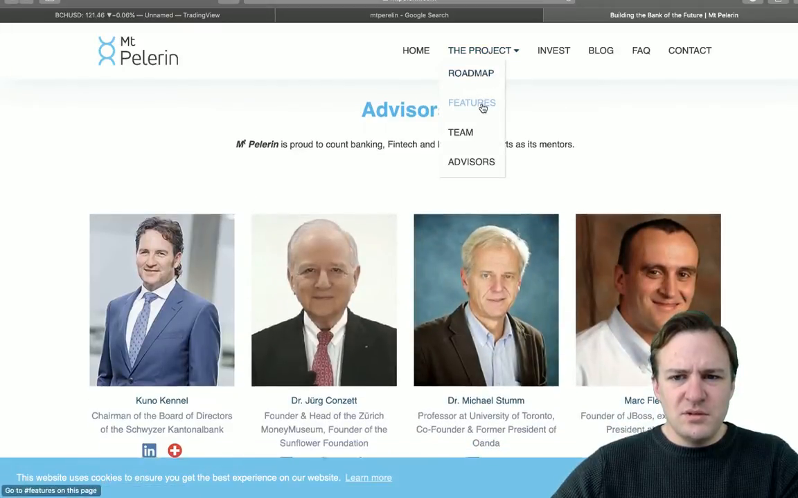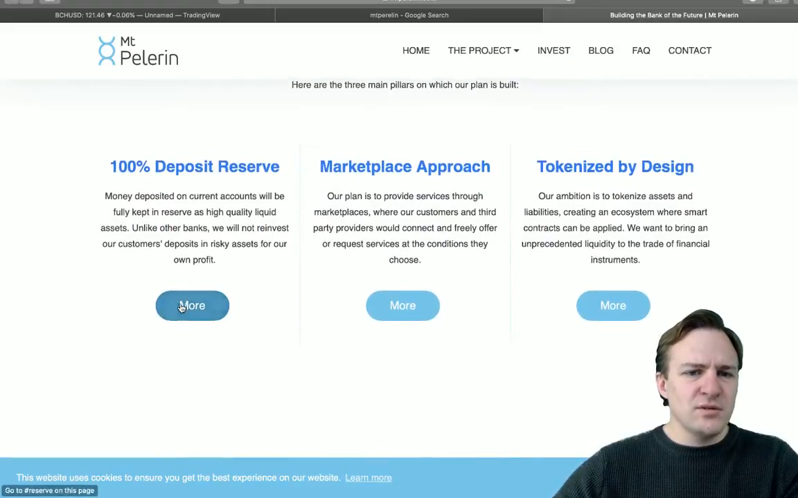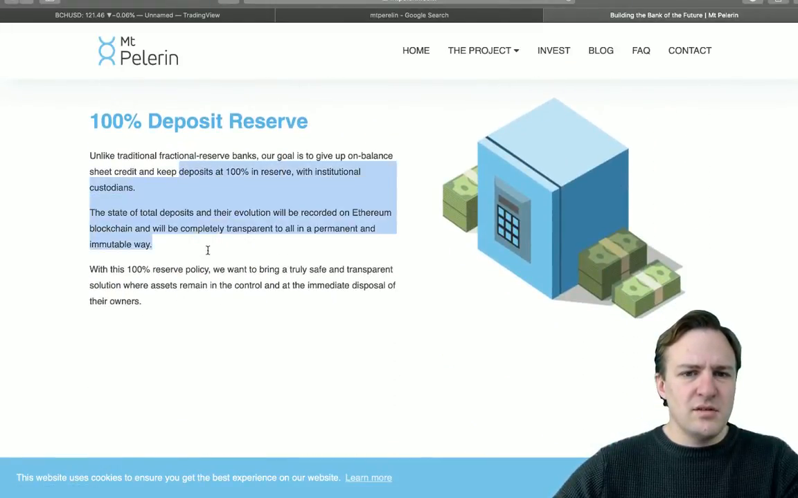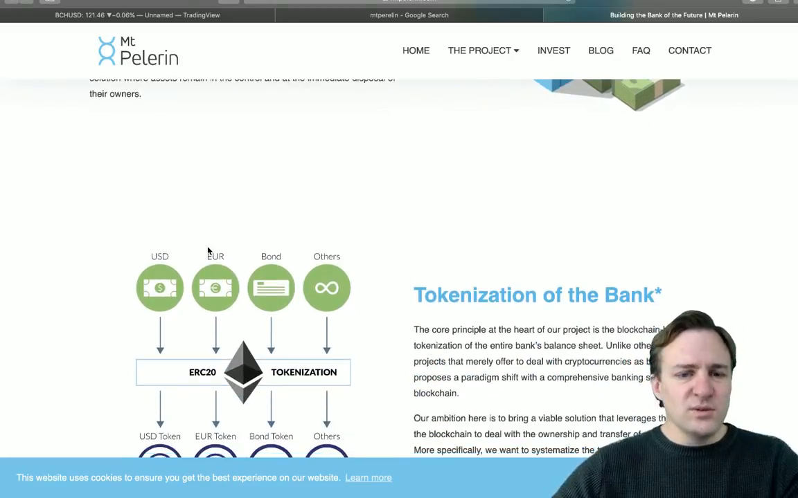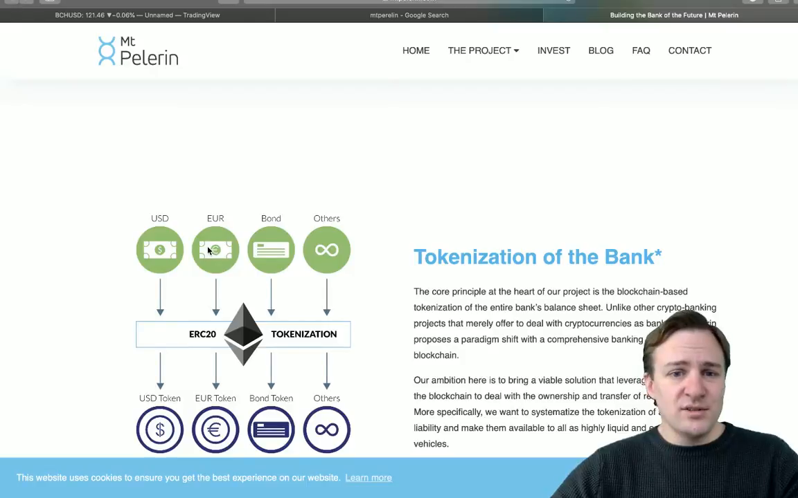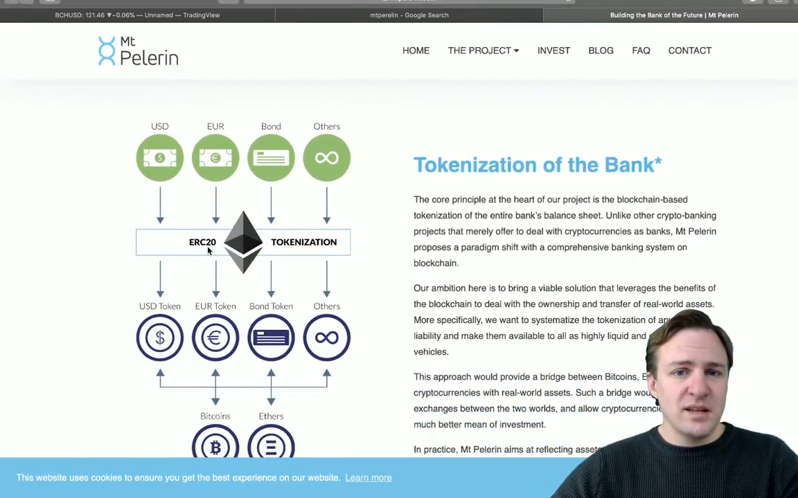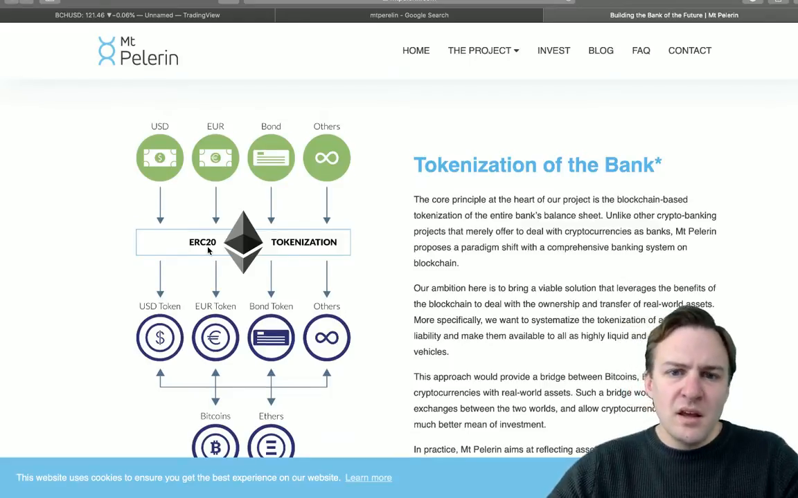Where is it? Features. Yeah. So 100% deposit reserve. No fractional reserve banking, which I guess is okay. Fractional reserve banking provides a lot of advantages, and that's why it's used. But it also is a fragile system, as the liquidity crisis of 2008 showed.